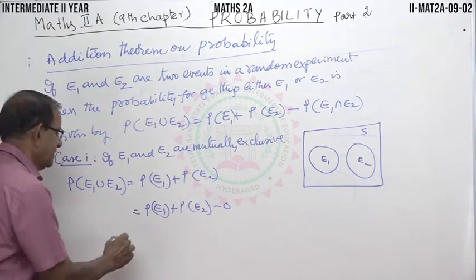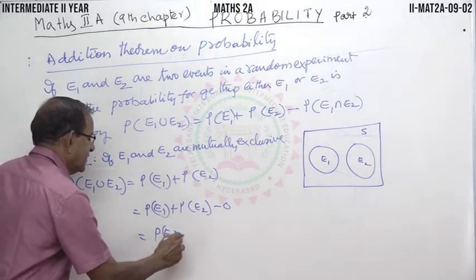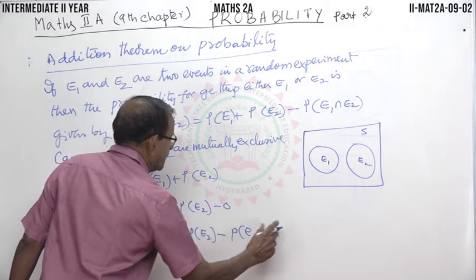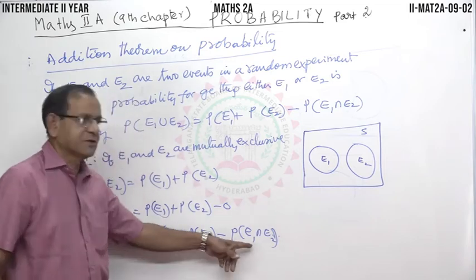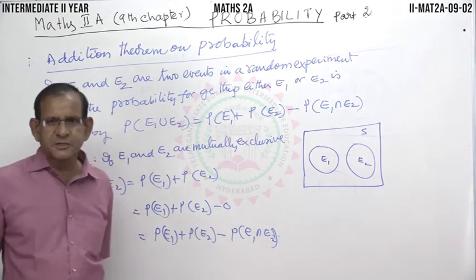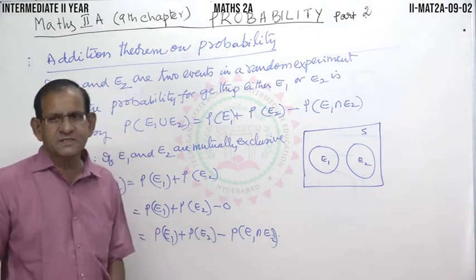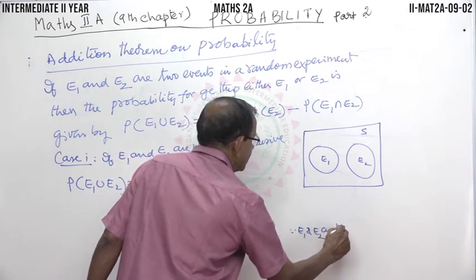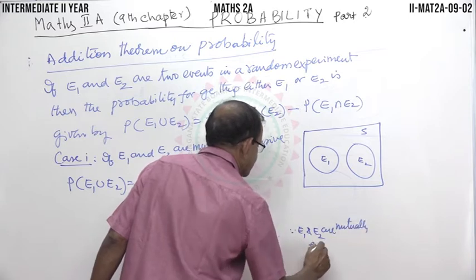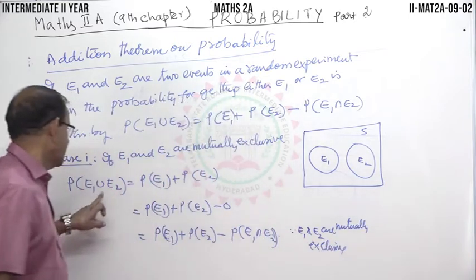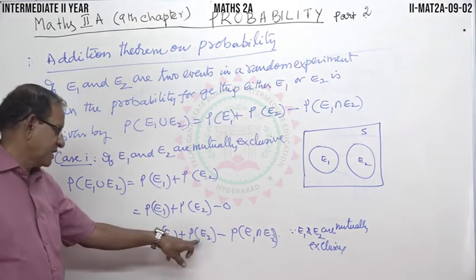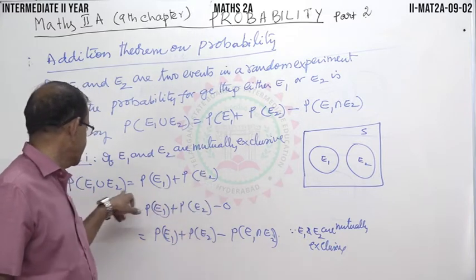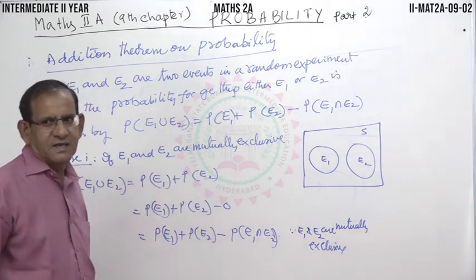No change in the value. Now in place of 0, you can write P of E1 intersection E2, because E1 and E2 are mutually exclusive. E1 intersection E2 is a null set, so P of E1 intersection E2 is 0. So we have got P of E1 union E2 is equal to P of E1 plus P of E2 minus P of E1 intersection E2. So this is proved in case of the two sets E1 and E2 being mutually exclusive.